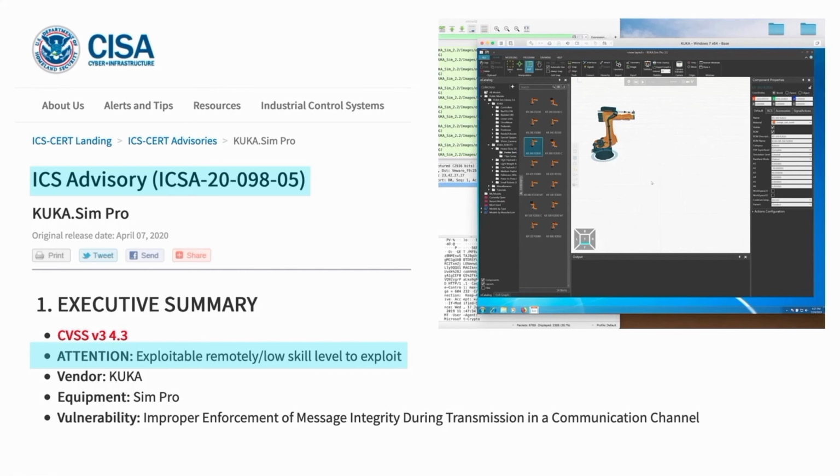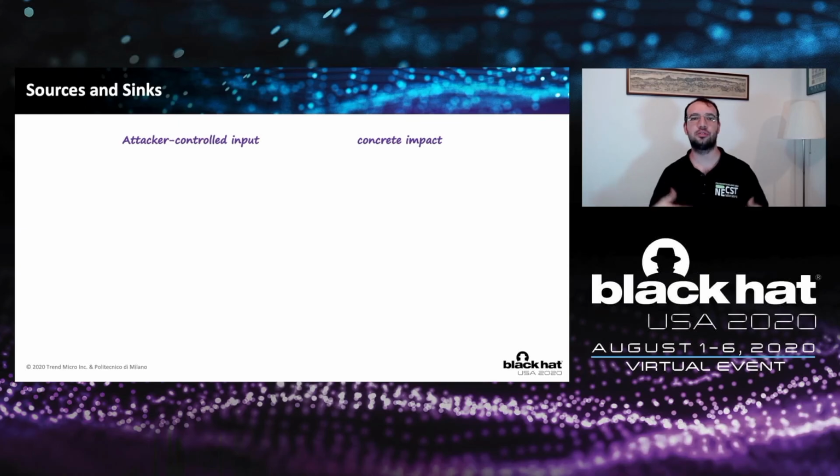We found a variation of the same issue in the KUKA platform, but I don't have time to go through it. This time we released an alert through the ICS-CERT because there is a fix that must be applied on the client side. So if you're using the KUKA platform for developing a robotics application, make sure that you run the latest version because it contains the patch. Let's go back to vulnerabilities.